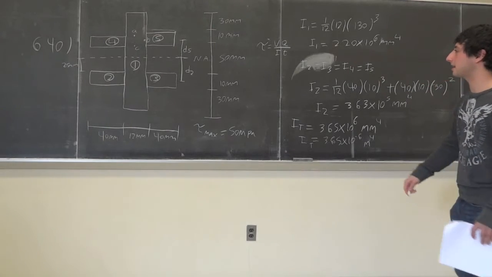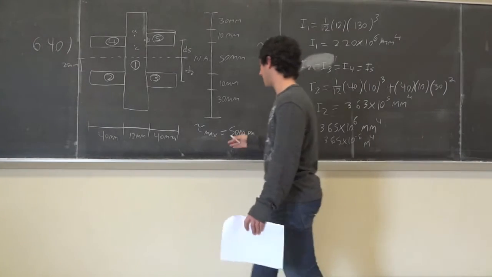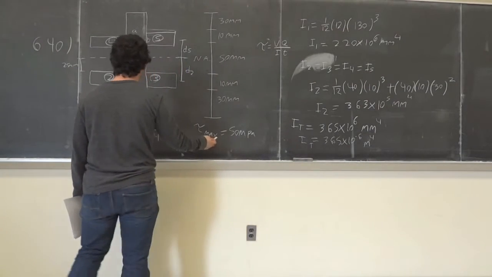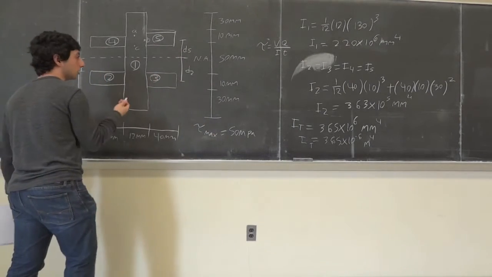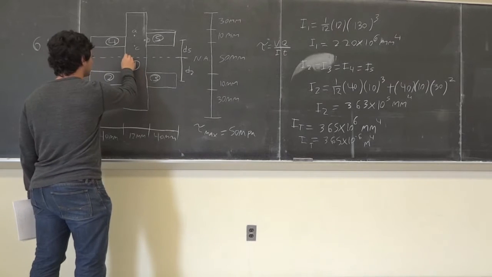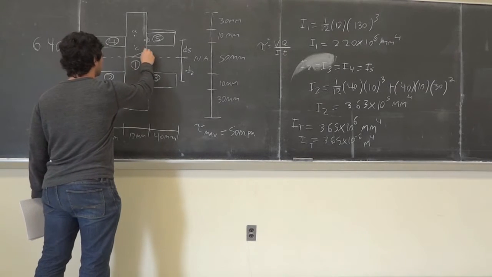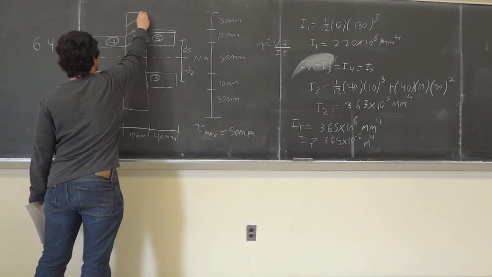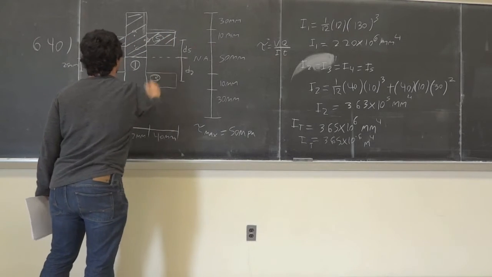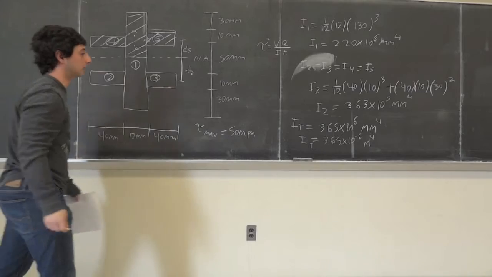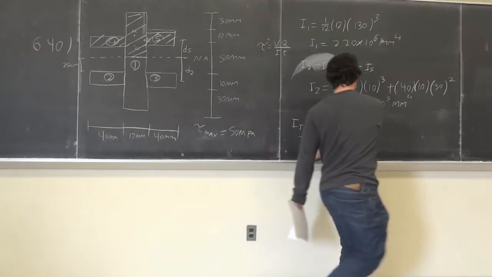Now we have to calculate Q. They give you the maximum transverse shear stress, and the Q we have to calculate is from the neutral axis, so it's this section over here. This is the Q we're interested in, so let's draw that.